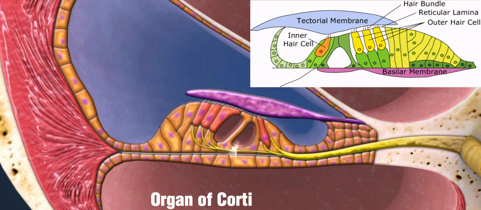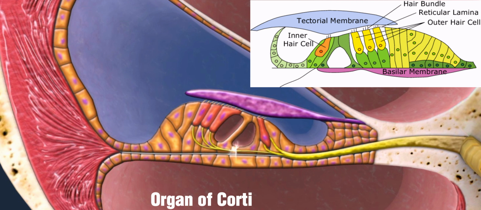Basilar membrane. This is a thin, flexible membrane that runs the length of the cochlea, separating the scala media from the scala tympani. It is responsible for separating sound waves of different frequencies, allowing the inner hair cells to respond to specific frequencies.